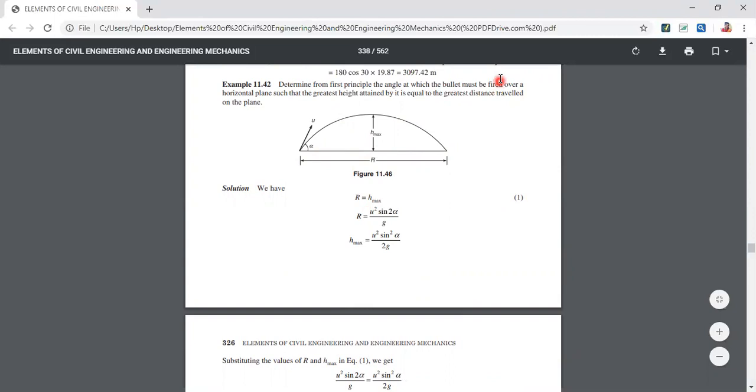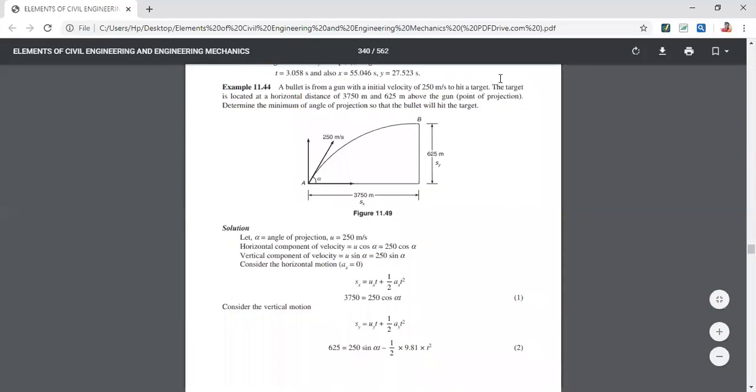Next, we have the next example. A bullet is fired from a gun with an initial velocity u of 250 meters per second to hit a target. The target is located at a horizontal distance, which he is giving us, of 3750 meters, and it is 625 meters above the gun point. Determine the minimum angle of projection so that the bullet will hit the target.